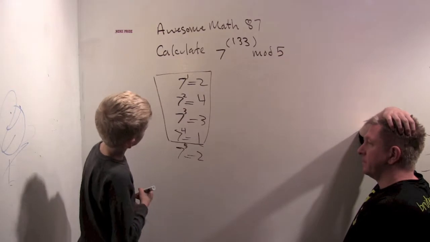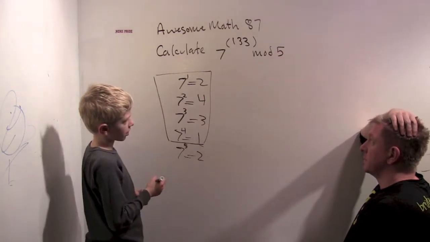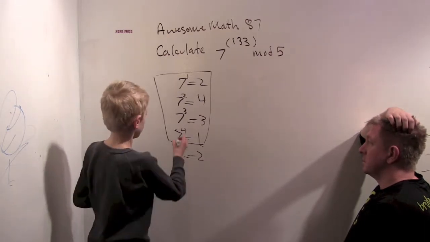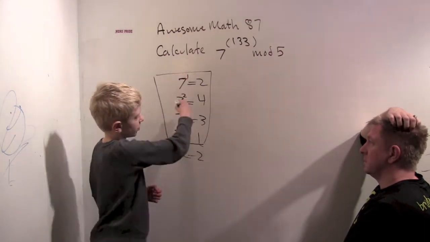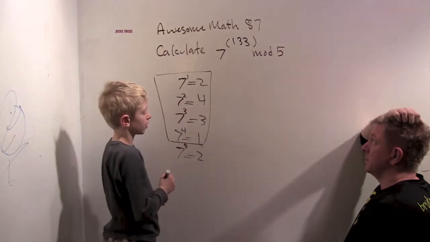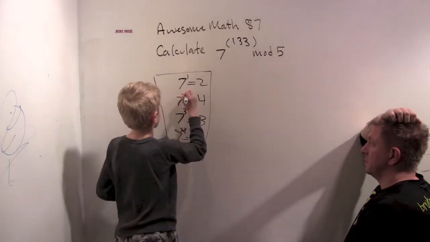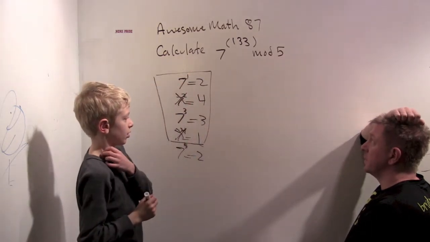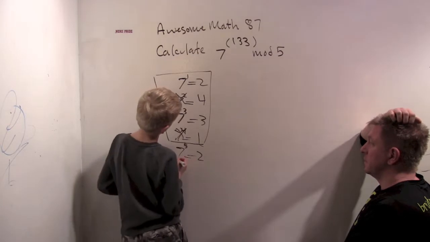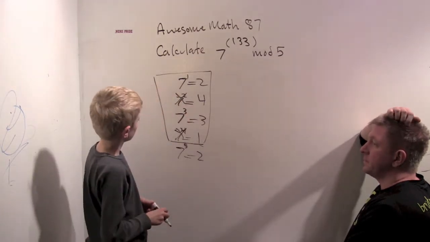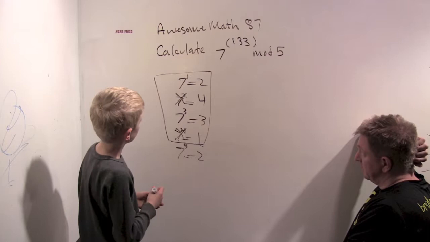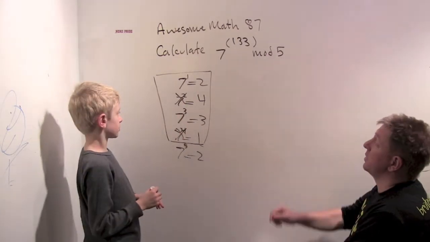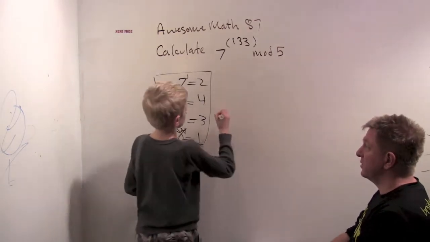Well, 133 isn't even. No, it's not. So it's not going to be one of these even ones, so it's not going to be 2 or 4. Alright. So it can't be this. So it'll either be 1 or 3. But we need to do it mod 4 because it repeats every 4. Right, we need to figure out what 133 is mod 4 now. Interesting.